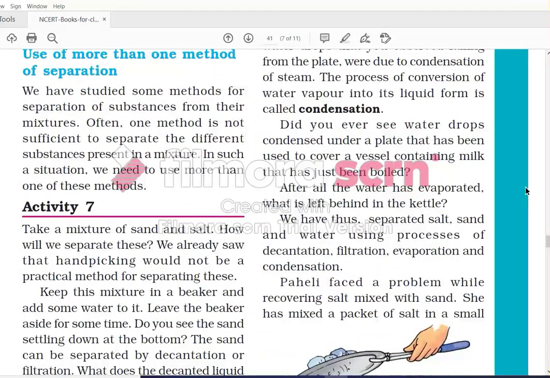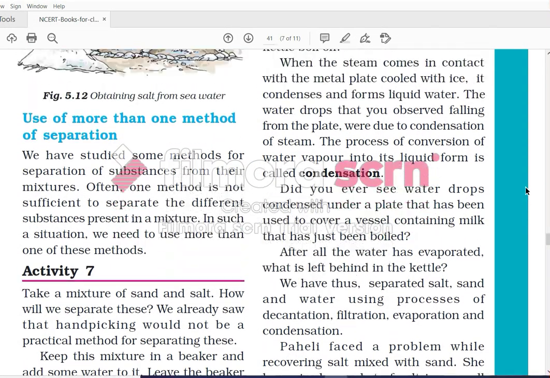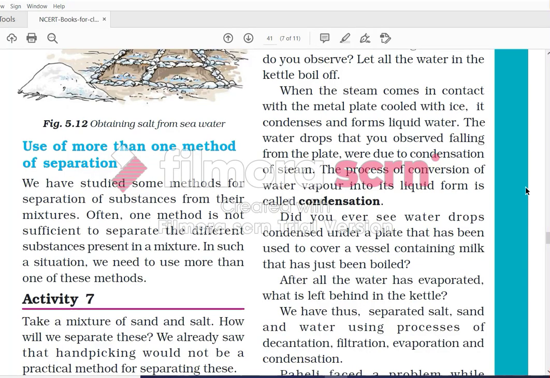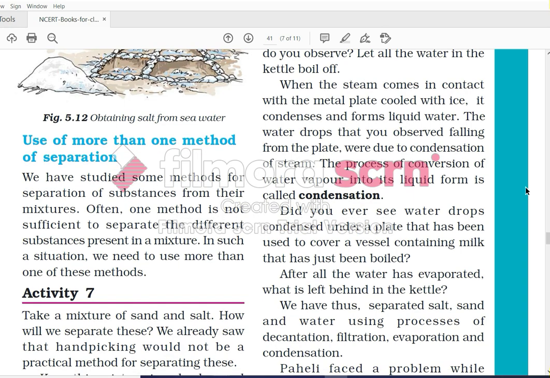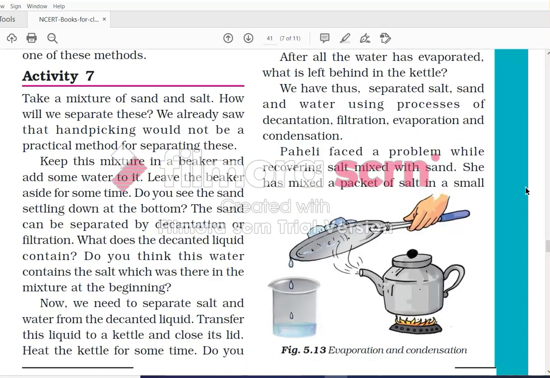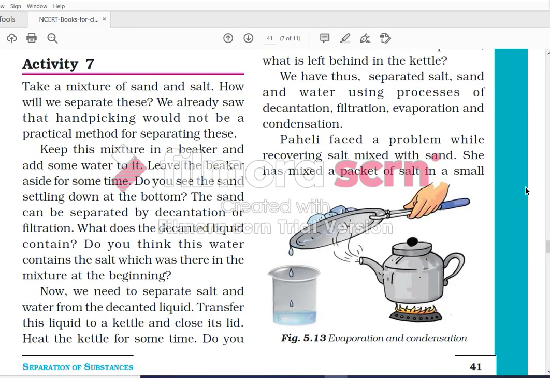Now we'll further read about the use of more than one method of separation. We have studied some methods of separation of substances from their mixture. Often one method is not sufficient to separate the different substances present in the mixture. In such a case, we need to use more than one of these methods. We'll further read in Activity 7, which denotes: take a mixture of salt and sand.